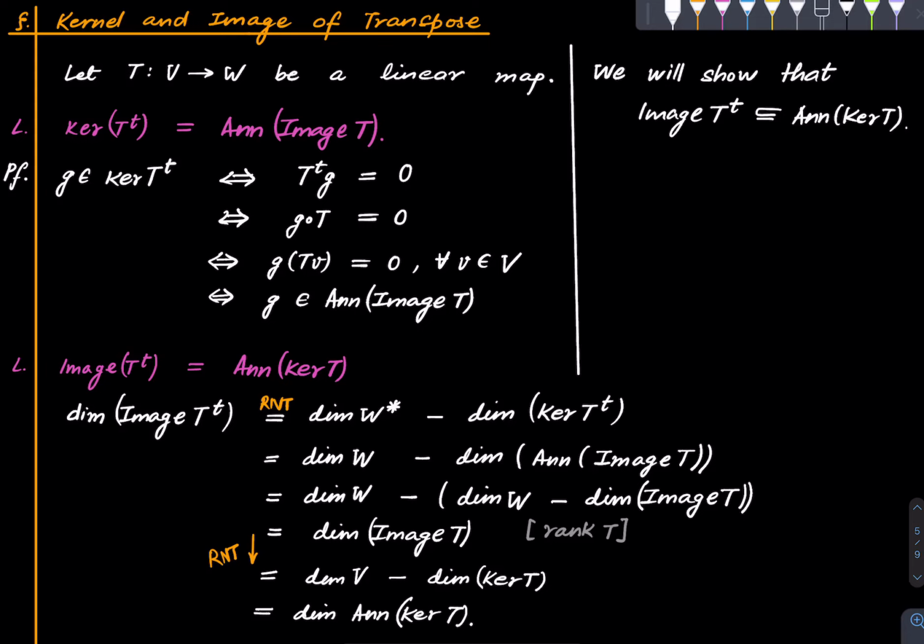Okay. So let G be in W star. Then we want to show that T transpose G annihilates the kernel.